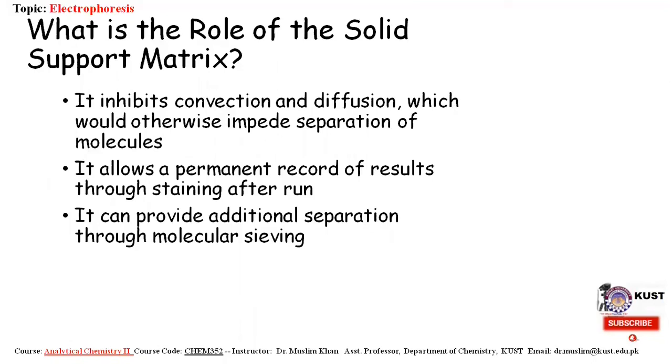What is the role of the solid support matrix? It inhibits convection and diffusion, which would otherwise impede separation of molecules. It allows a permanent record of results through staining after the run. It can provide additional separation through molecular sieving.